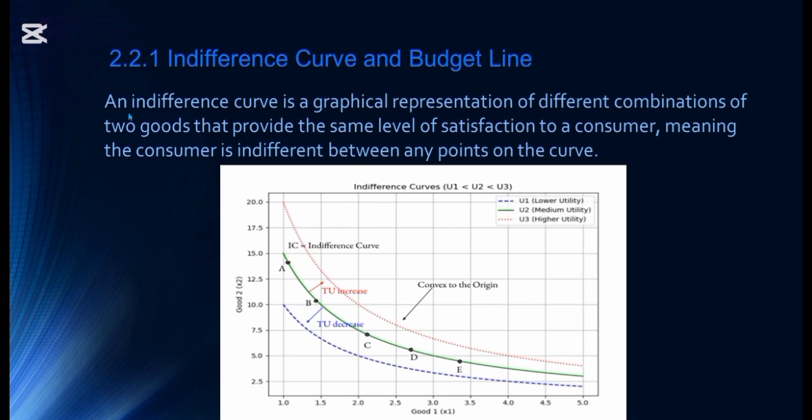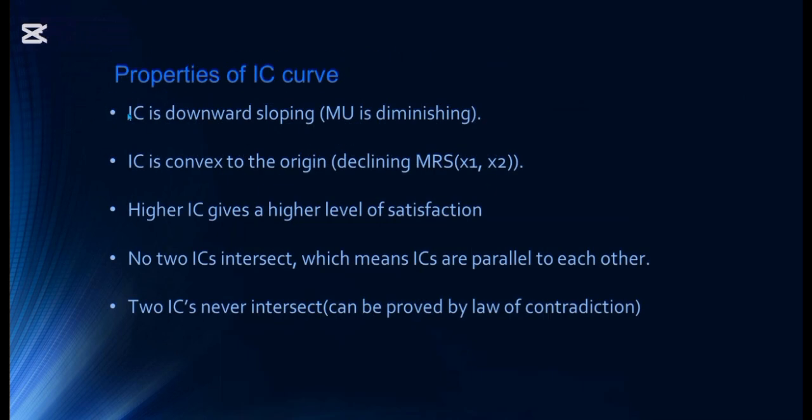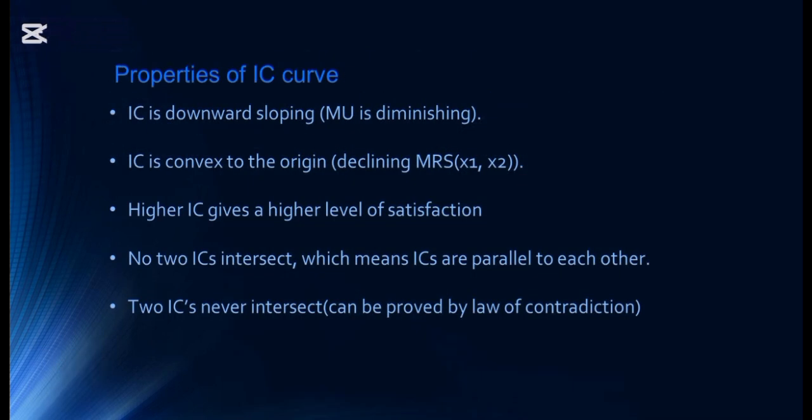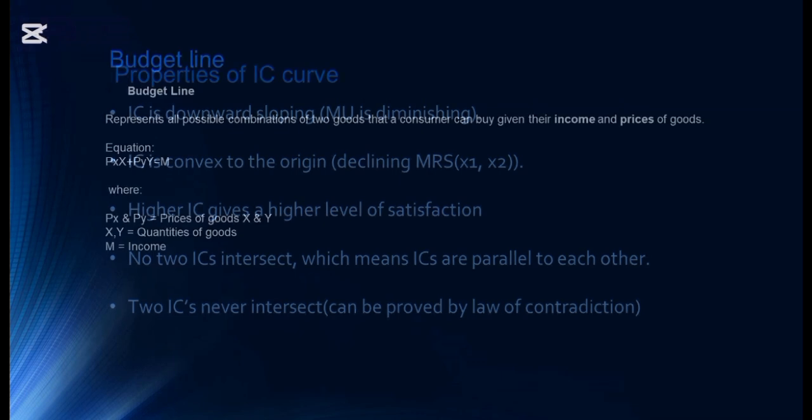Let's know what an indifference curve is. Here you can see the indifference curve is a graphical representation of different combinations of two goods that provide the same level of satisfaction to a consumer, meaning the consumer is indifferent between any points of the graph. Now see the properties of an IC curve. You can pause the video and read all the properties. Let's move to our next topic.